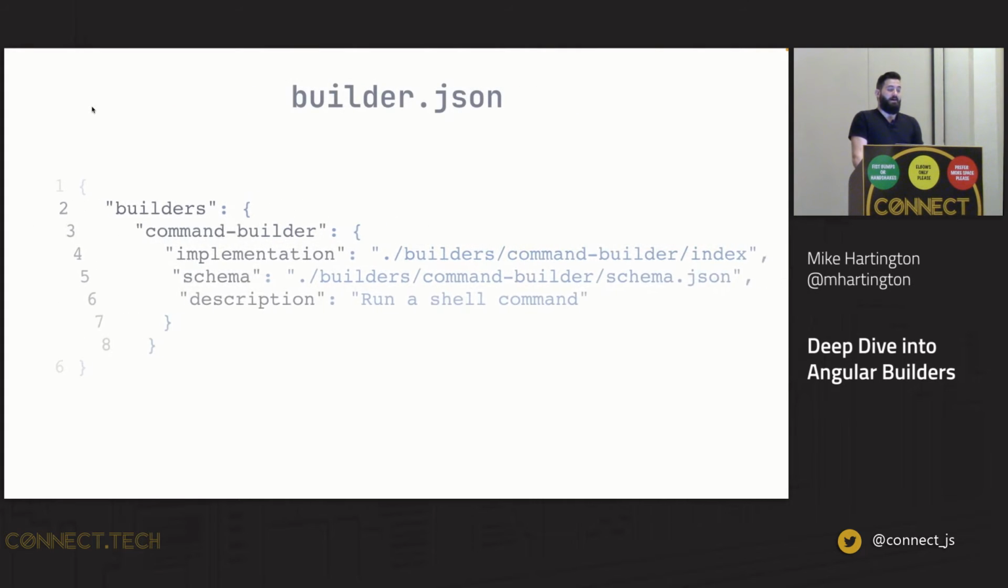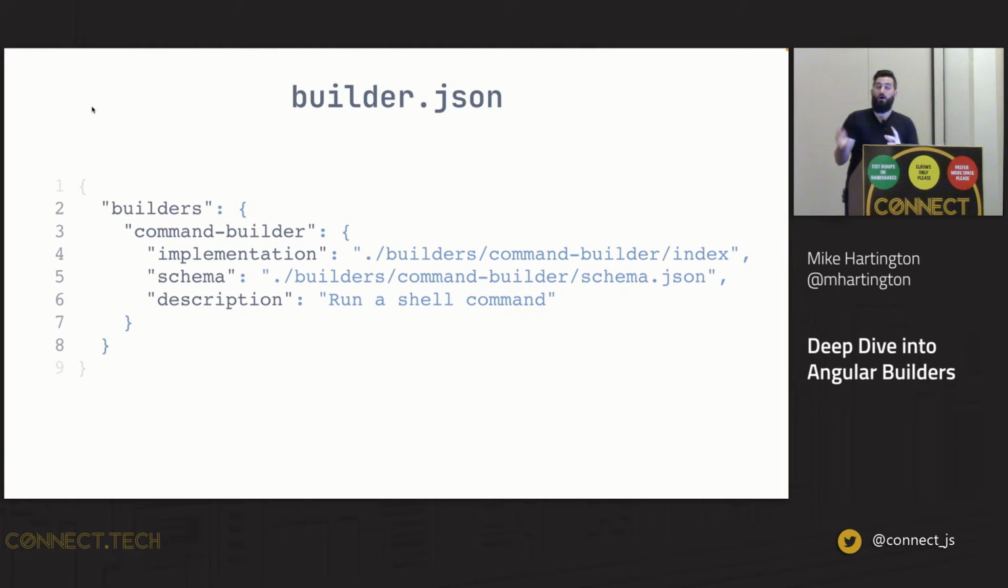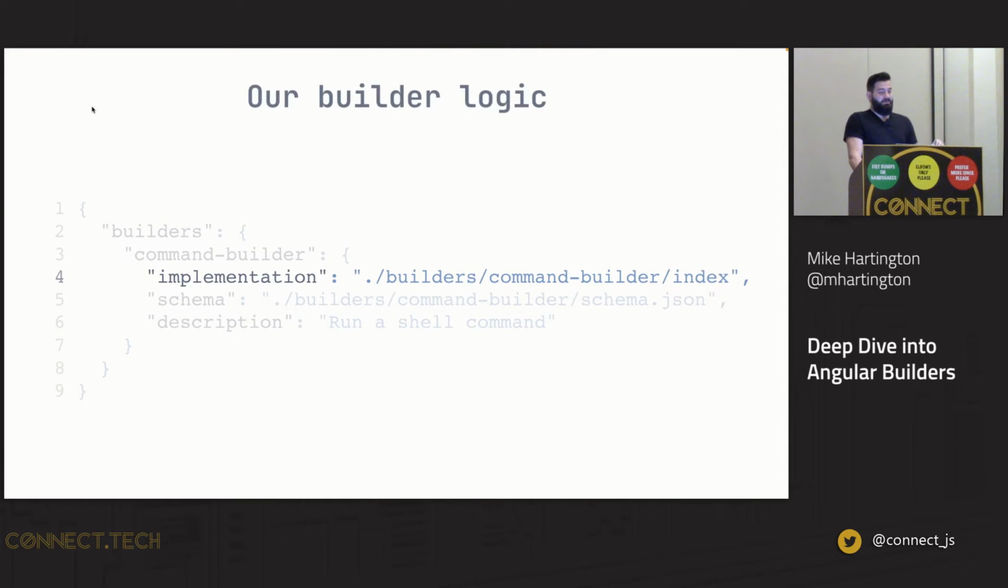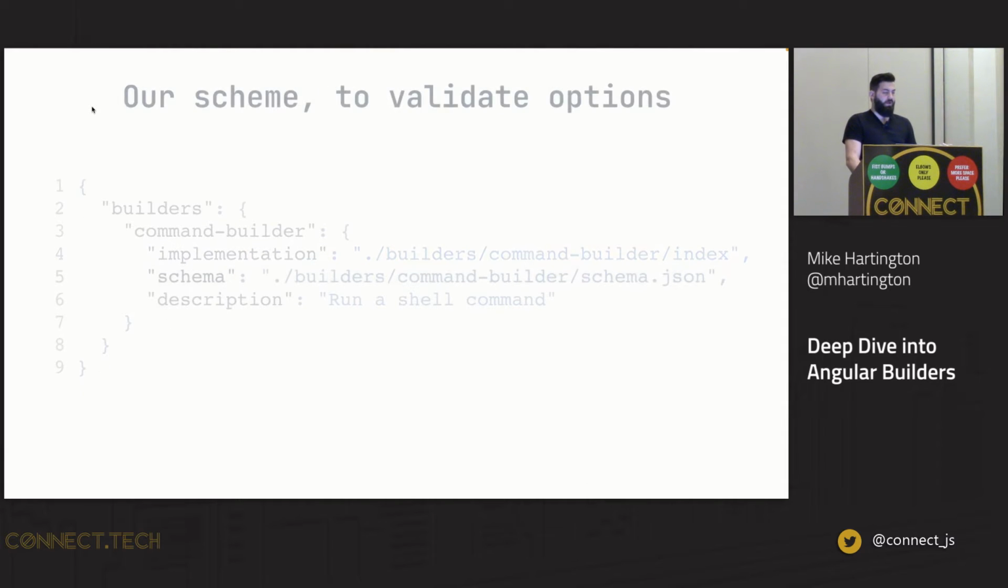That JSON file actually contains all of the builders that we want to publicly make available. In this case, we're going to have one called command builder. Now, the implementation field is going to be the actual function. It's going to export something as a default, and Angular CLI is just going to call that. We have a list of available options called a schema.